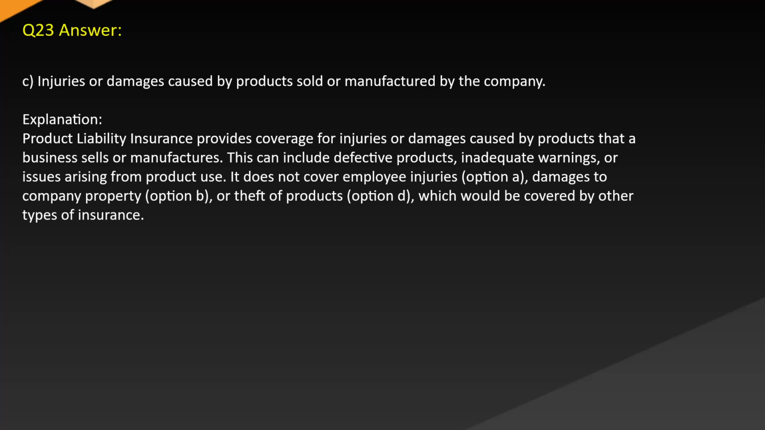Explanation. Product liability insurance provides coverage for injuries or damages caused by products that a business sells or manufactures. This can include defective products, inadequate warnings, or issues arising from product use. It does not cover employee injuries, option A, damages to company property, option B, or theft of products, option D, which would be covered by other types of insurance.